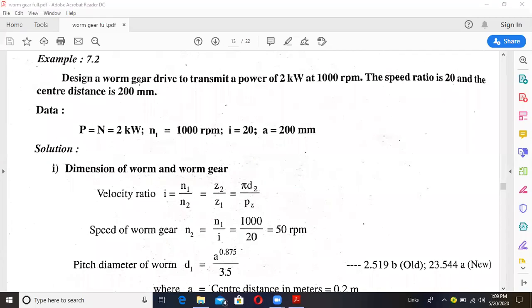In the previous problem, the power was not given. We calculated the power using three conditions: based upon the strength, based upon the AGMA wear, and based upon the AGMA, and we took the lesser value as the power. But in this problem, they have given the power is equal to 2 kilowatts.